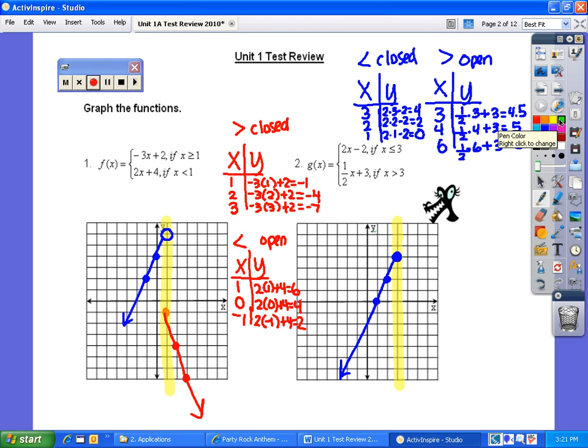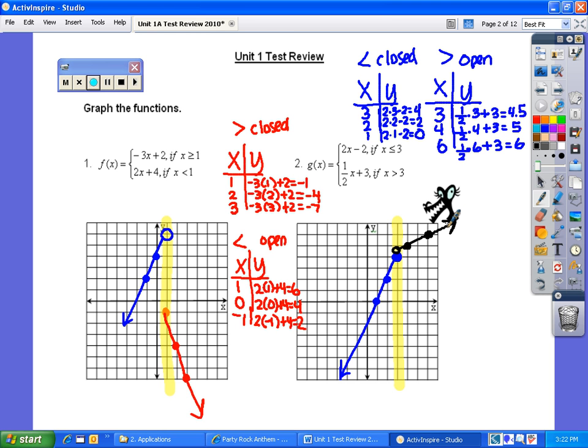Next, we're going to go to 3 and 4.5. 4.5 is going to fall right in between 4 and 5, so we're going to make an open circle. It might be kind of hard to see, but it's going to go right in between. Then we'll go to 4, 5, and then 6, 6. And connect those dots. And there we have our piecewise picture.